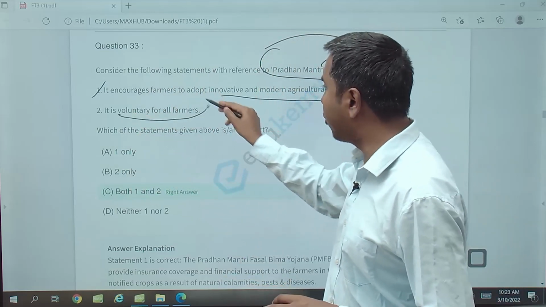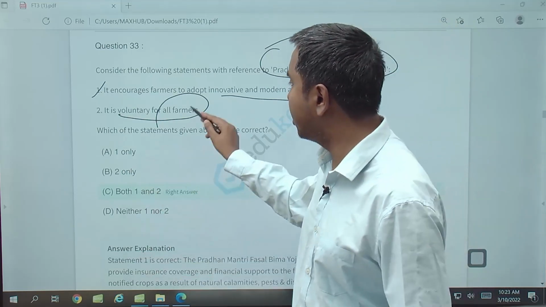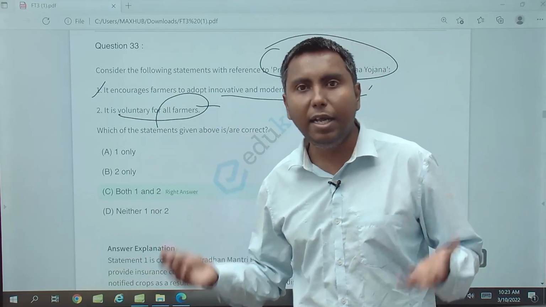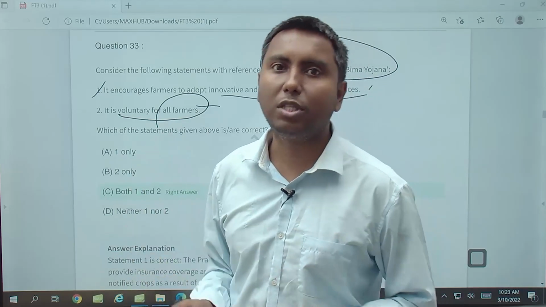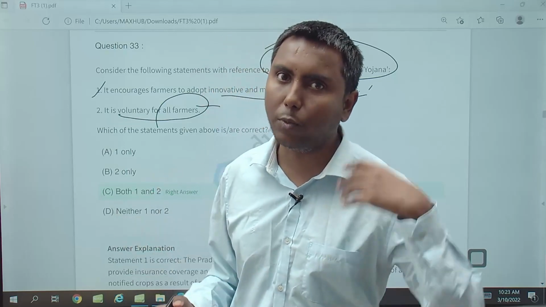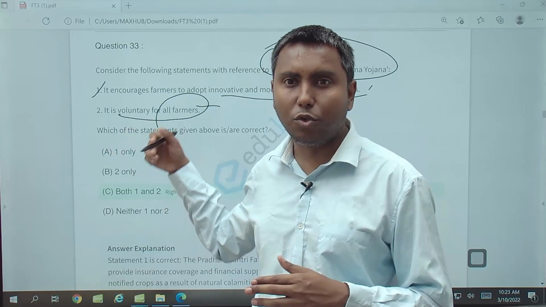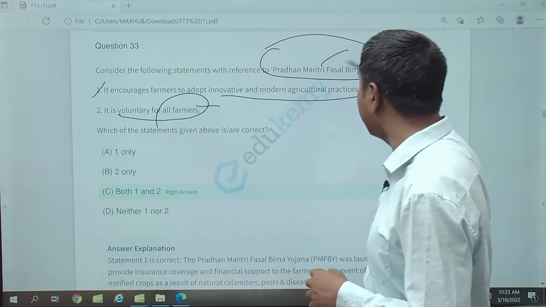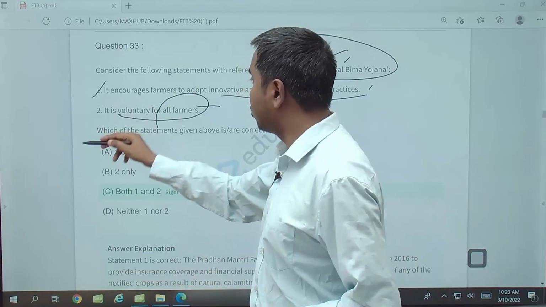It is voluntary for all farmers. Now this is a current affairs question. Okay, this statement is based on current affairs, because earlier it was not voluntary for all. Earlier, Fasal Bima Yojana was mandatory for loanee farmers. So if a farmer was taking a loan, then it was mandatory for them to opt for this Fasal Bima Yojana. But now it has been made voluntary. So 1 and 2 both are correct.